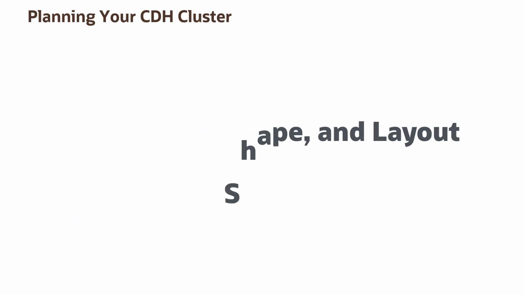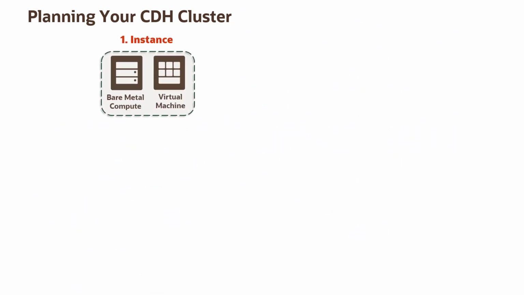It is a good practice to plan your CDH cluster before you create it. This includes choosing the cluster's instance type, shape, and layout. For the cluster's instance type, you can choose bare metal compute or virtual machine compute. A bare metal instance uses a dedicated physical server for the Hadoop node for the best performance and strongest isolation. VM instances are less expensive than bare metal instances and are useful for building less demanding applications that don't require the performance and resources of an entire physical machine for each node.